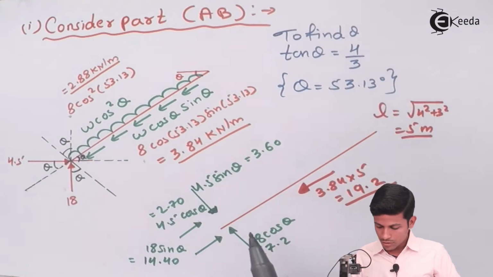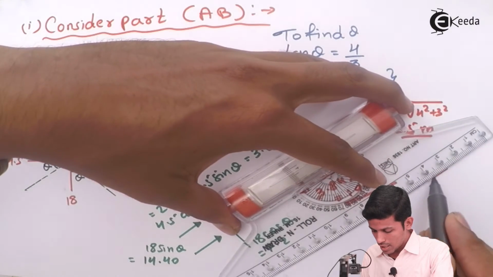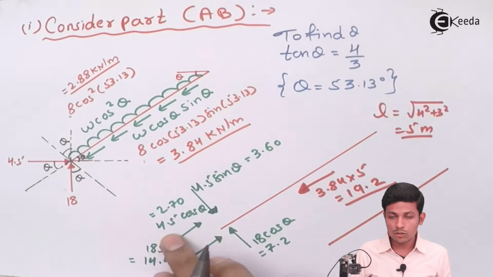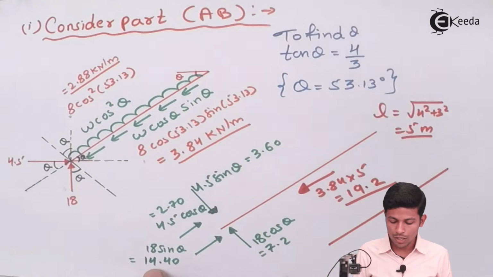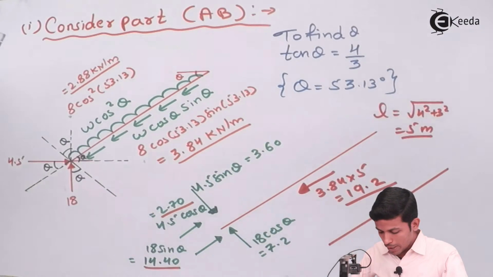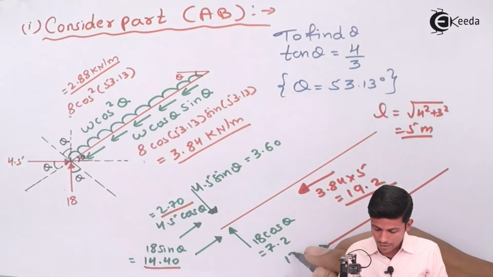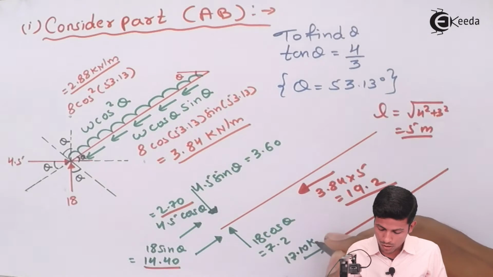So I will draw one again, see, this one is like this. Okay, now see, this is going in this direction, this is also going in this direction, means both are the same. So addition of these two means 14.40 plus 2.70, how much value comes? 17.10, means 17.10 kilonewton is going like this.